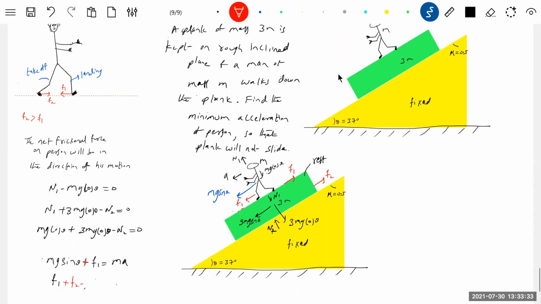F1 plus F2. We don't know F1. Okay, I'll substitute the F1 value from the first equation there. This F1 should be equal to ma minus mg sine theta plus F2 minus 3mg sine theta equal to 0. So ma is equal to 4mg sine theta minus F2.